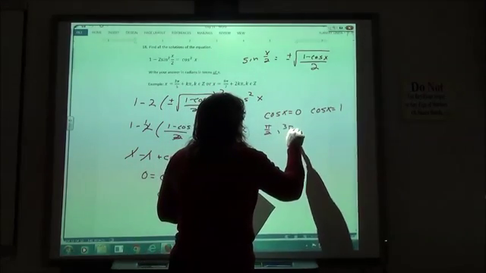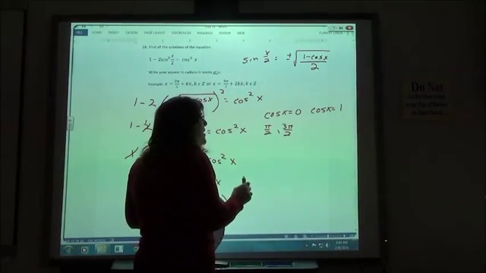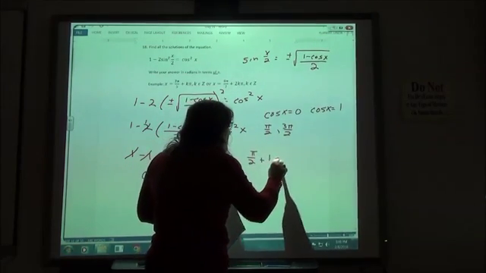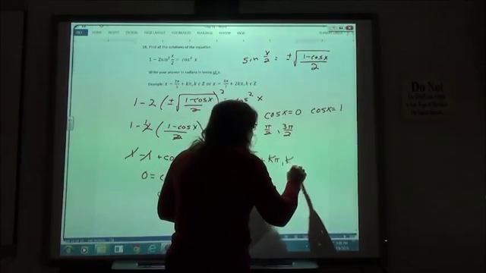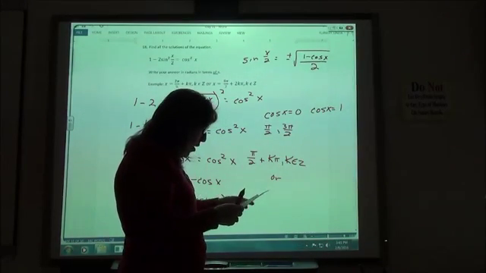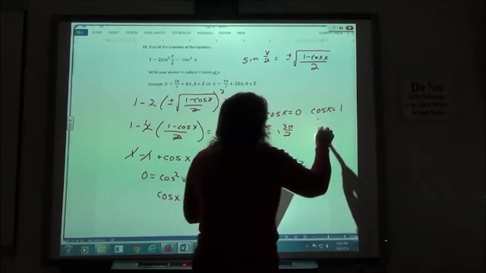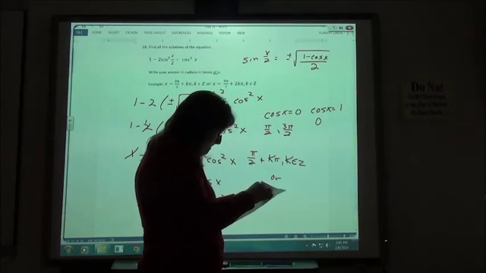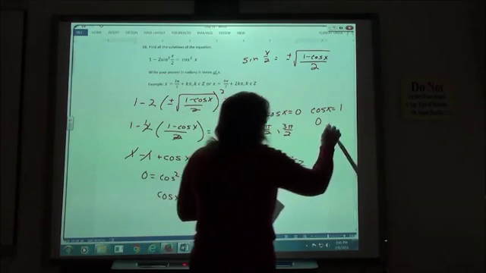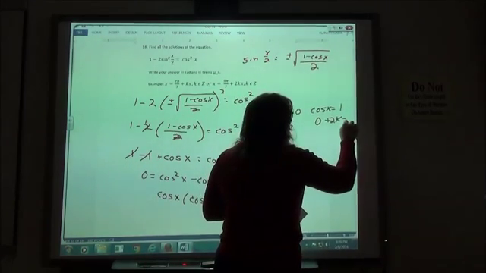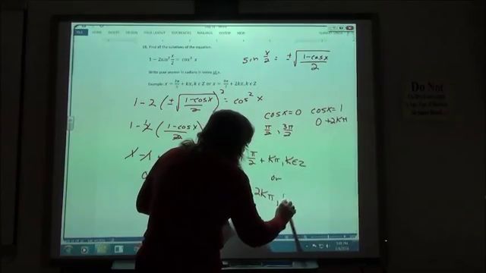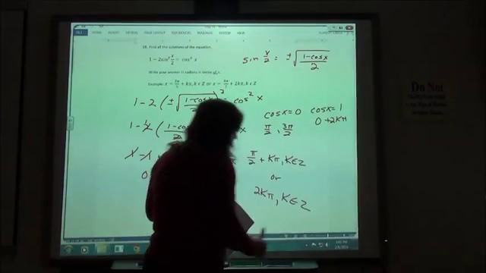Again, those two are ones you can combine. They're 180 degrees apart. So pi over 2 plus just k pi, with k being an element of z. Cosine of x equals 1. Cosine of x equals 1 at 0. So 0 plus 2k pi just gives us 2k pi, with k being an element of z.